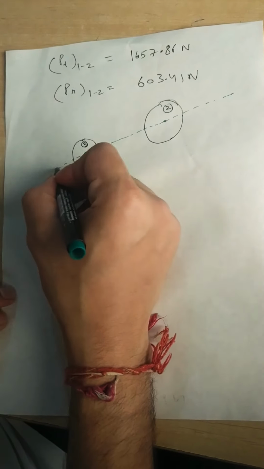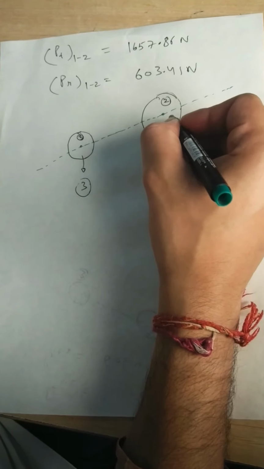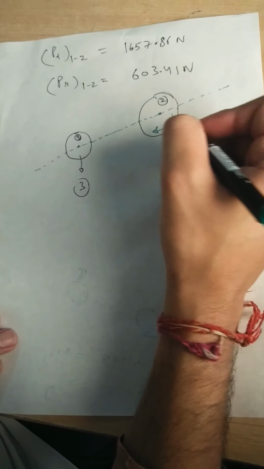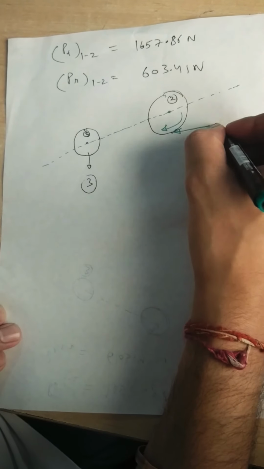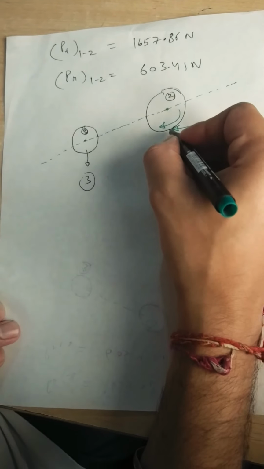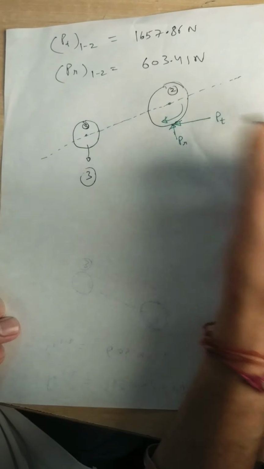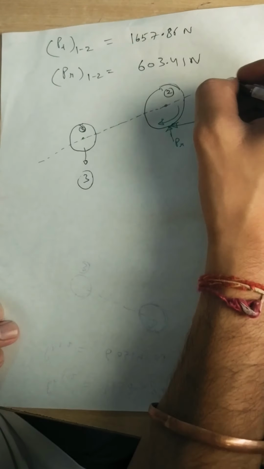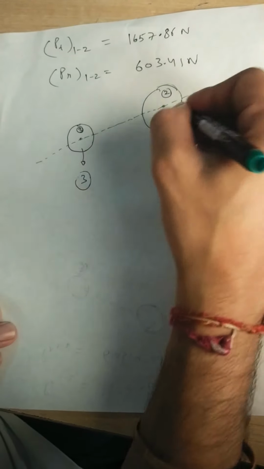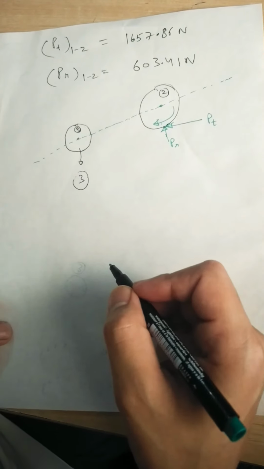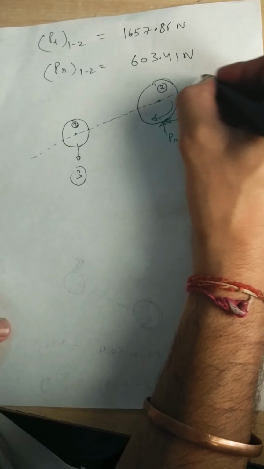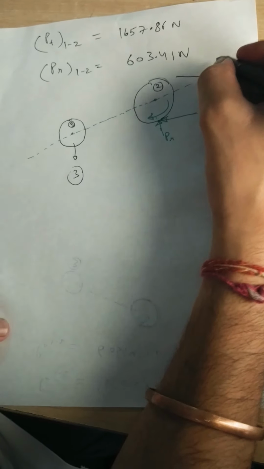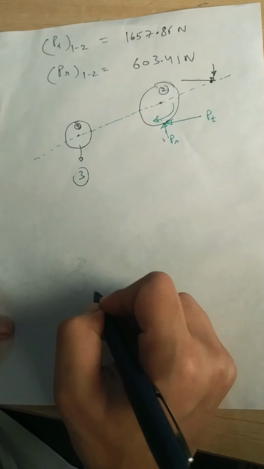right? So if this gear is rotating in clockwise direction, so force PT should be acting like this and PR like this. So reaction on this shaft should put on this gear in opposite direction, which is this reaction, and for this reaction should come like this.